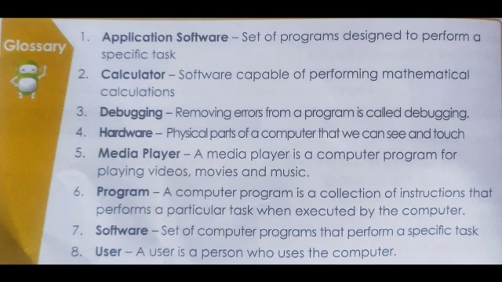Let us see a quick review. Application software is a set of programs designed to perform specific tasks. Then calculator, software applicable for performing calculations. Debugging: removing errors from the program is called debugging. Hardware: physical parts of the computer which we can see and touch. Media player is a computer program that plays videos, music and movies. Program is a collection of instructions that performs a particular task when executed by the computer. Software: set of programs that perform a specific task.